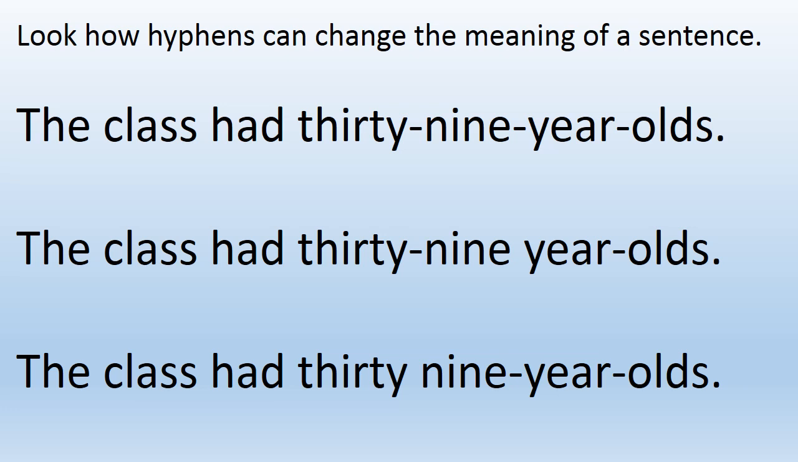30 people who are 9 years old, whereas it's probably not going to have 39-year-olds, people who are 39, or 39 people who are 1 year old for the second one. So those hyphens change the meaning of that sentence quite considerably.